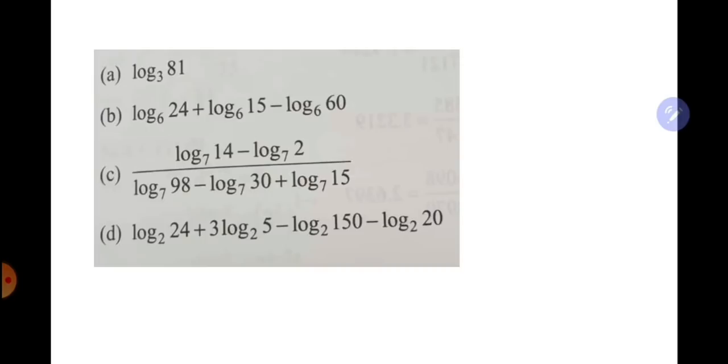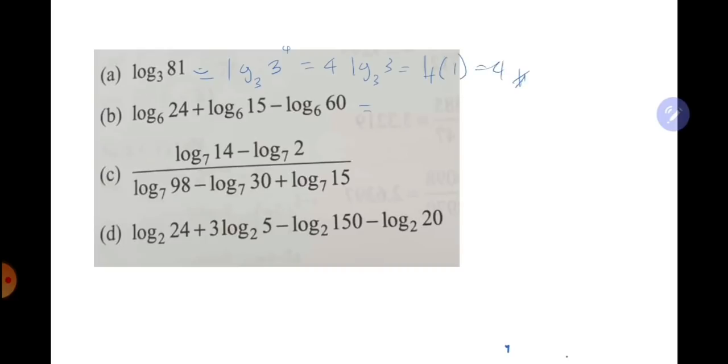Now let's look at a few more examples. Use the properties of logarithm to find the value of the following expression. We have log 81 base 3. 81, you can rewrite it as 3 to the power of something, because you have base 3. So log 3 power 4 base 3. You have log 3 base 3, which you get 1. So I'll do it step by step: 4 log 3 base 3 becomes 4 times 1, so you get 4.